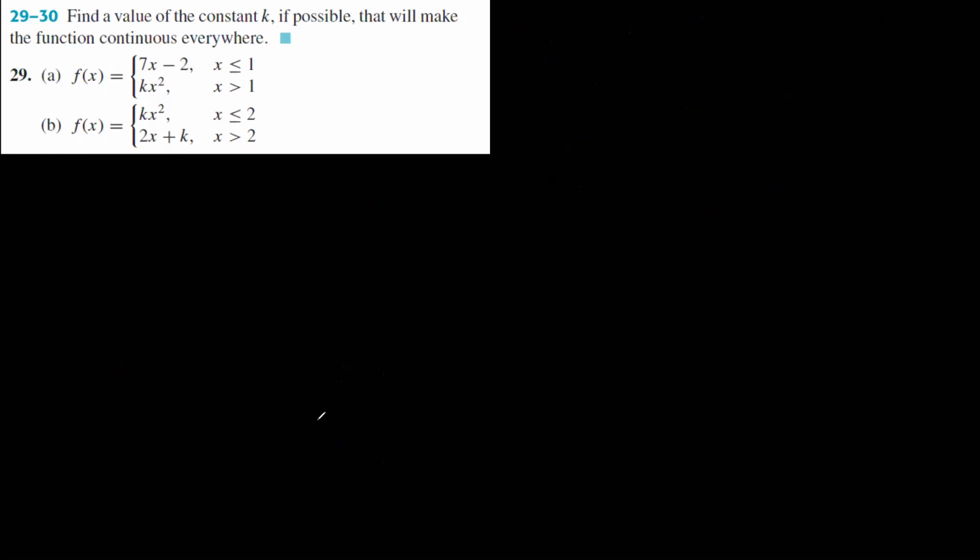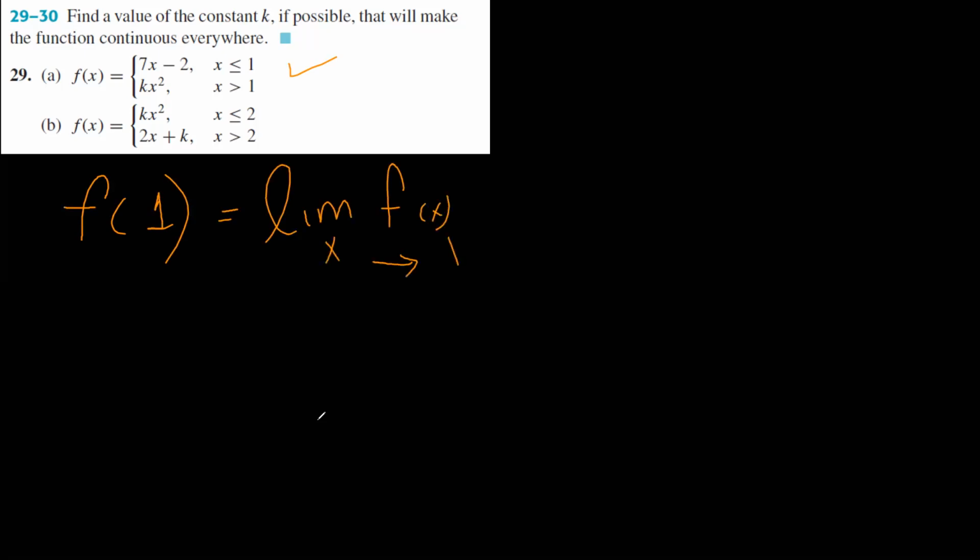Here, he told me that the function is continuous everywhere. So the function is continuous. What did I mean if I say the function is continuous? That f of 1, as an example, the first one, is equal to the limit of f of x when x approaches 1. If I say this statement is true, that means my function is continuous. So the function is equal to the limit. If it's continuous, that means the function is equal to the limit.